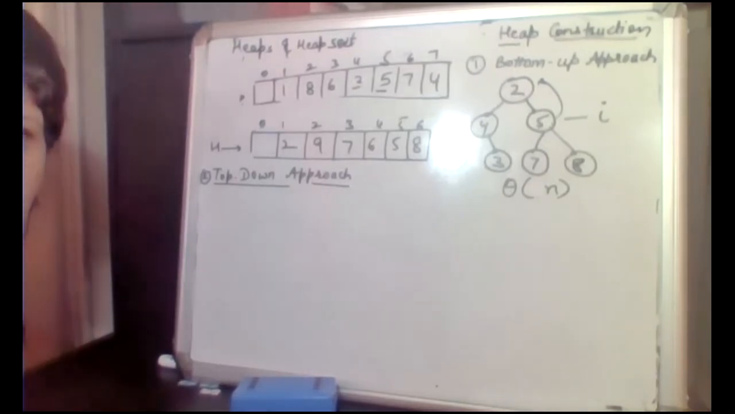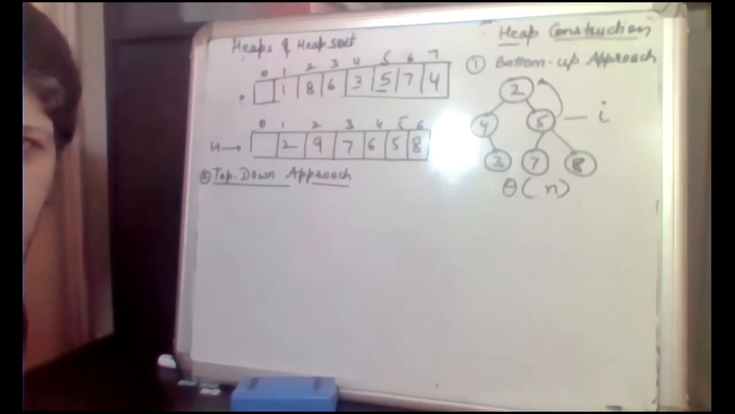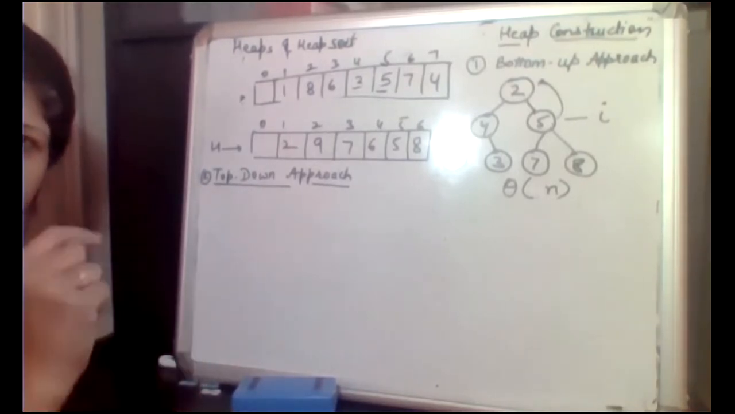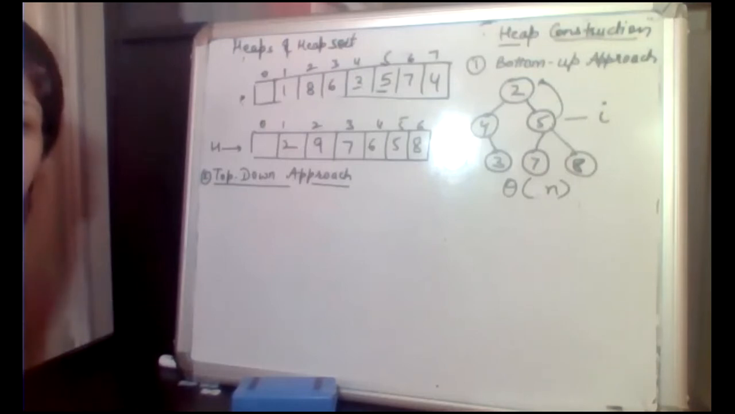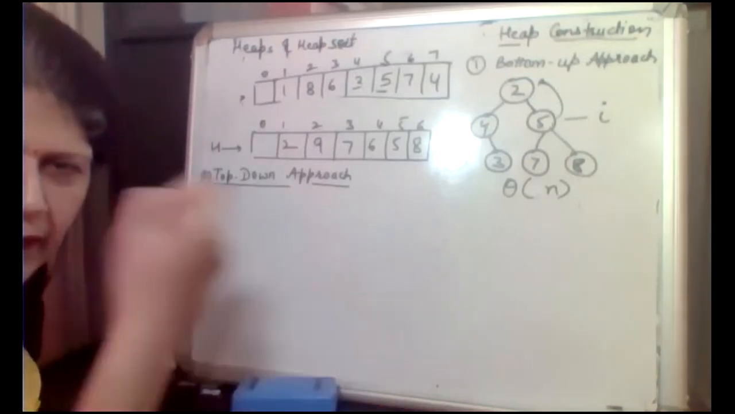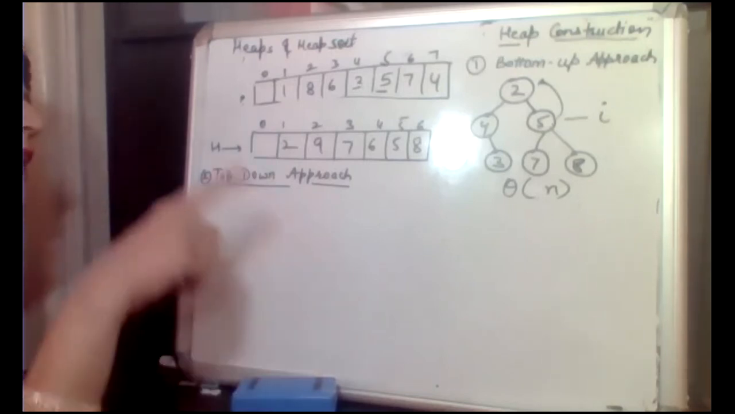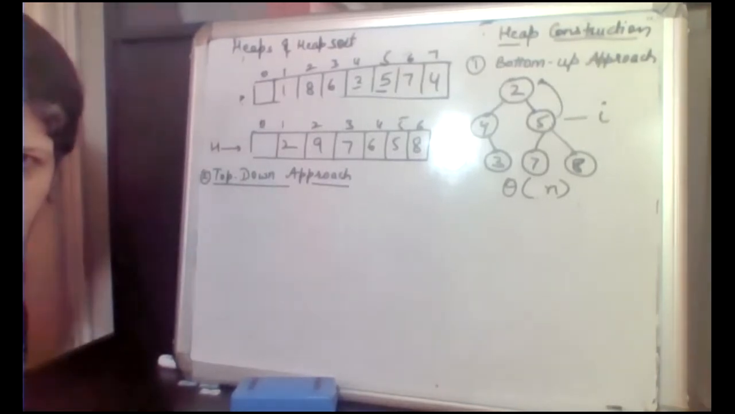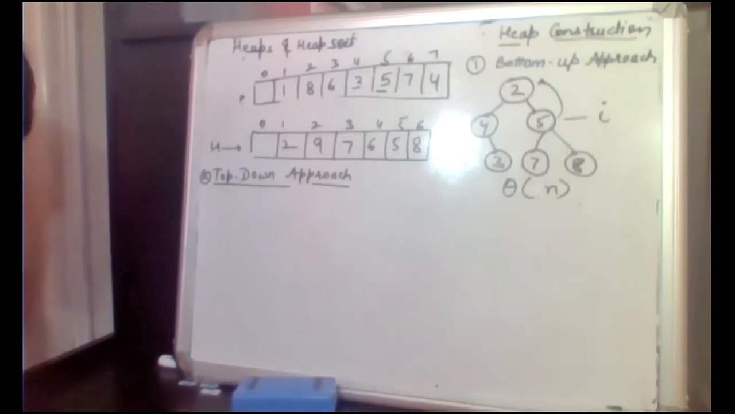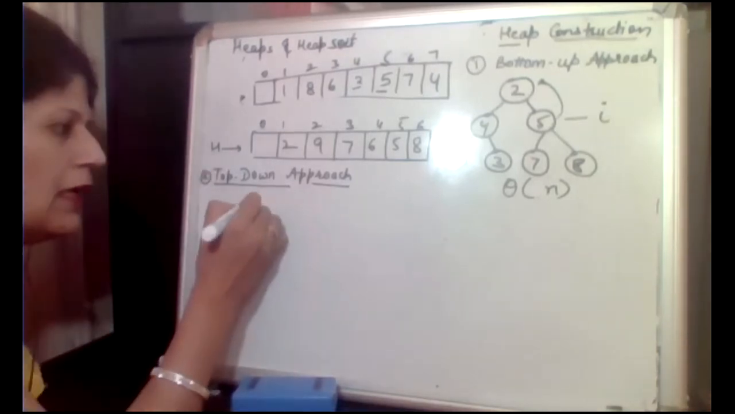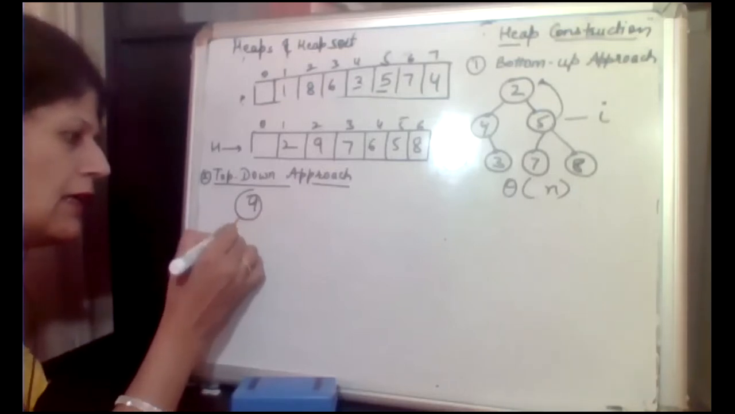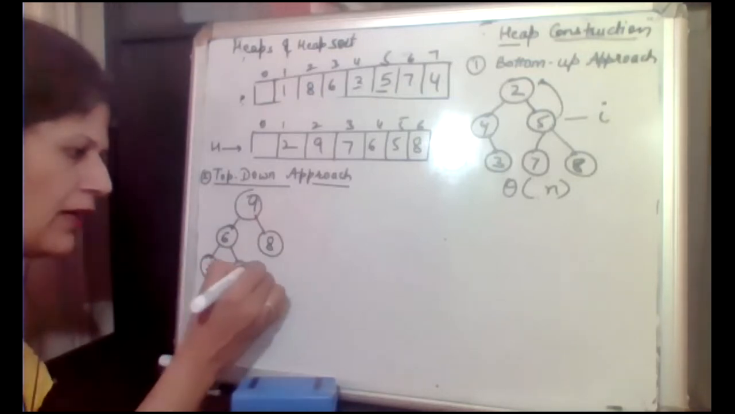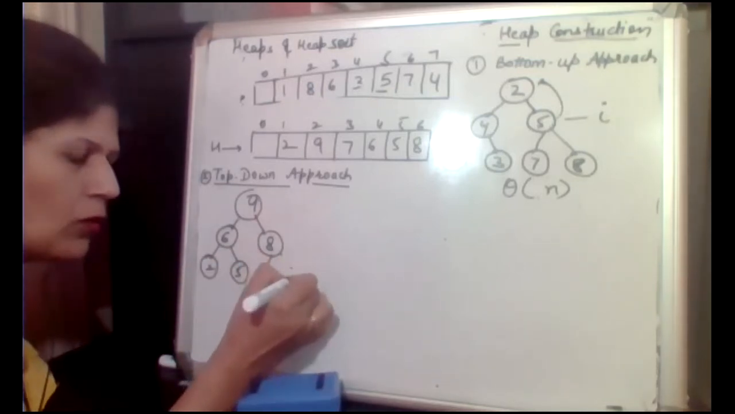The top down approach includes one basic thing: every time a new element comes, we insert it at the last vacant place, the next index, and then we heapify, placing that key at its proper place. Let's quickly take the example given in your book that we already did yesterday. We had 9, 6, 8, and then 2, 5, and 7, and this particular node was empty.